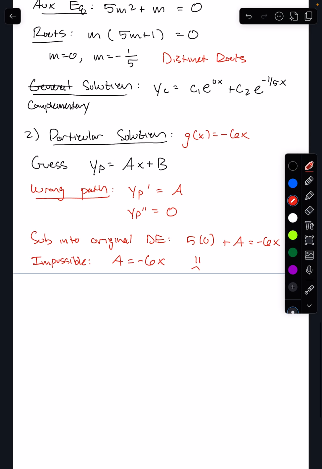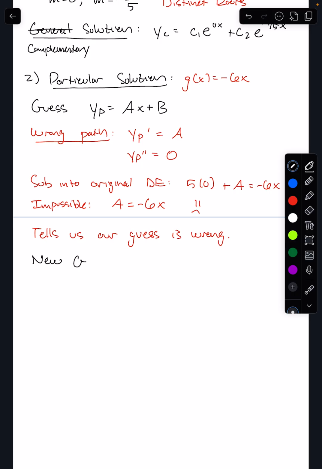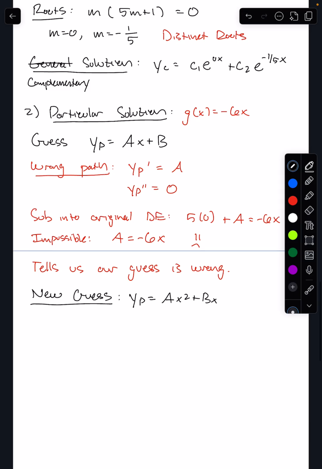So this tells us our guess is wrong. So even if we can't see the overlap right away, that's okay. And maybe a lot of people did this on their homework. You go down a wrong path, it's okay, you just have to go back. And so this tells us that our guess was wrong, and the way to fix a guess is you have to multiply by x. So our new guess is going to be the following. We're going to guess maybe yp is actually ax squared plus bx. And now notice this has eliminated overlap with this c term in the complementary solution.